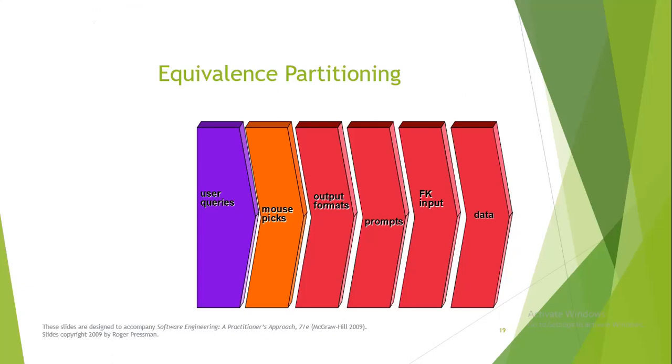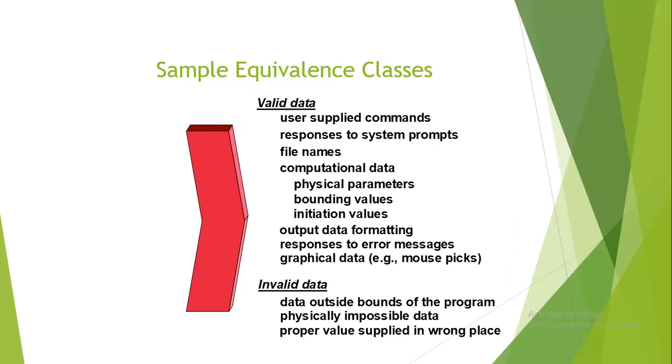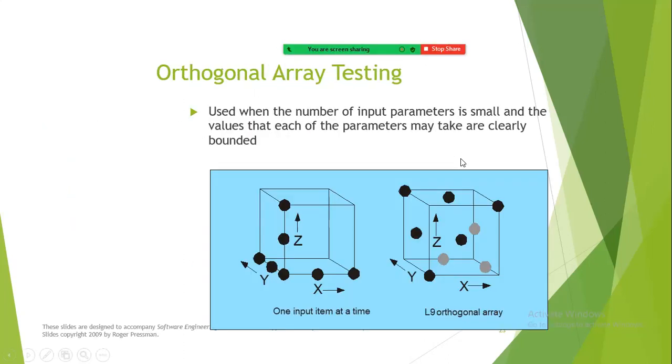Here is the equivalence partitioning example. User queries, mouse picks, output format, prompts, data. Sample equivalence classes. Valid data: user-supplied commands, responses, specific formats, file names, computational data, physical parameters, bounding values, initial values, data formatting. Invalid data.